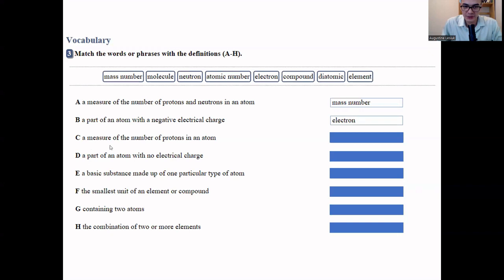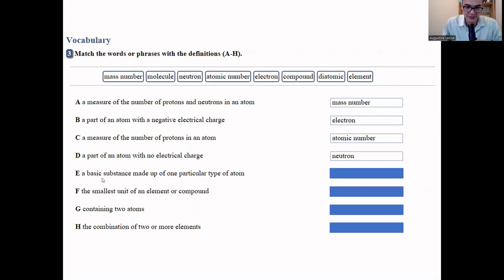A measure of the number of protons in an atom. We call this the atomic number. So if you just only have the number of protons, that's the atomic number. But if you add the neutrons to that, then you end up with the mass number, okay? Next, a part of an atom with no electrical charge. We call this one the neutron, as we talked about earlier.